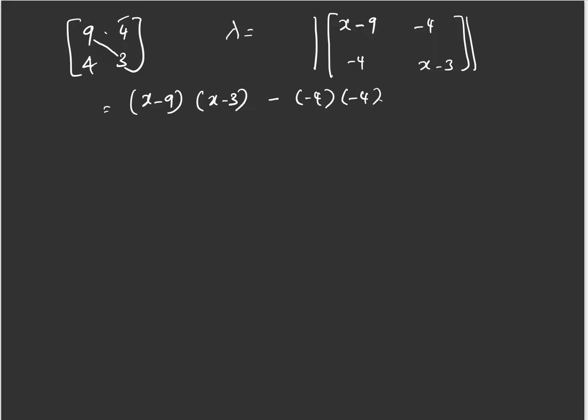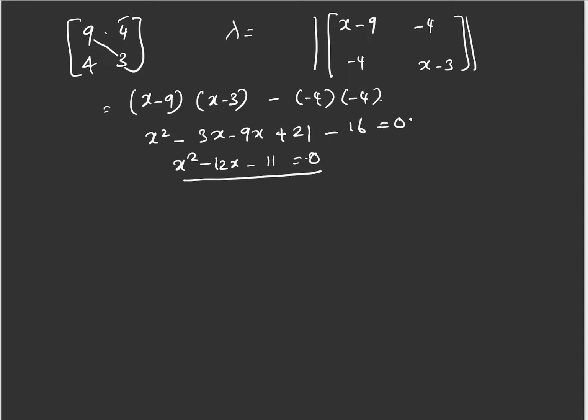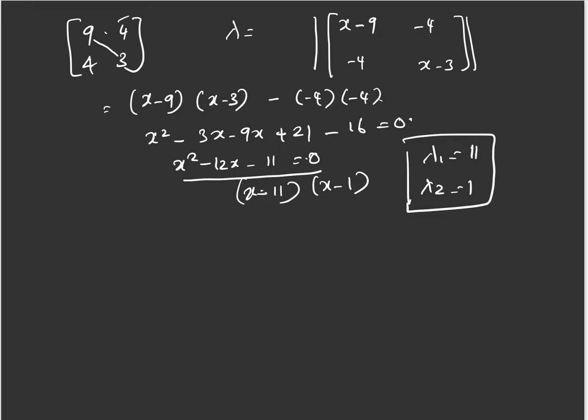Then I expand these values: x squared minus 3x minus 9x plus 27 minus 16, so x squared minus 12x plus 11 equals 0. Find the roots of this quadratic equation. We will have (x minus 11)(x minus 1), and here my lambda 1 is 11 and lambda 2 is 1. These are the eigenvalues. And how do I calculate my eigenvector?